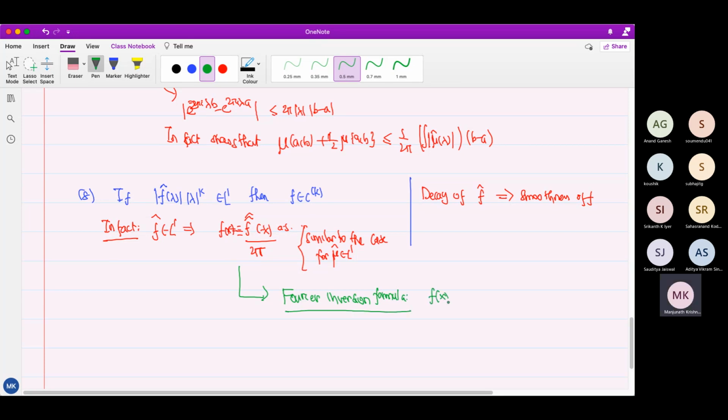Expanding it, we are saying that f(x) is equal to 1 by 2 pi integral over the real line f hat of lambda, and then I have to take another lambda at minus x. So it will become e to the 2 pi i lambda x d lambda.